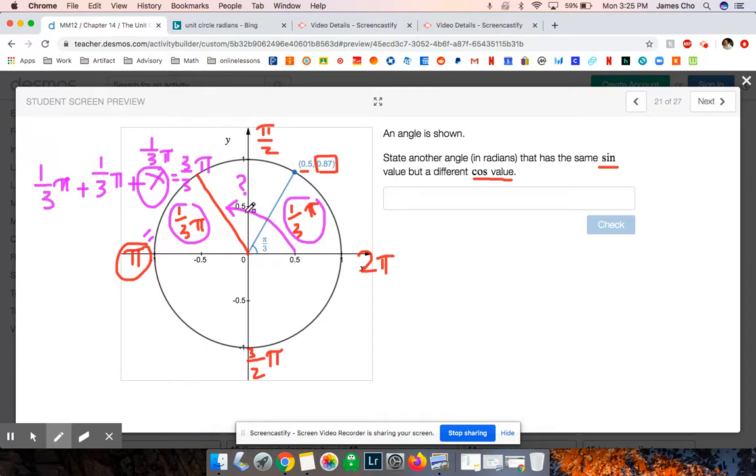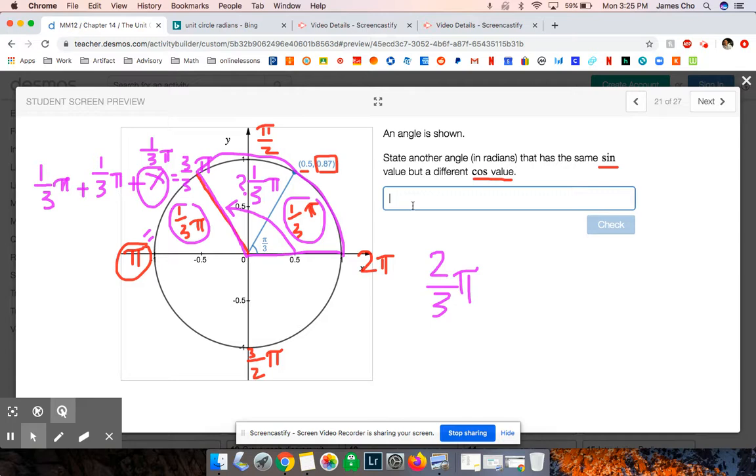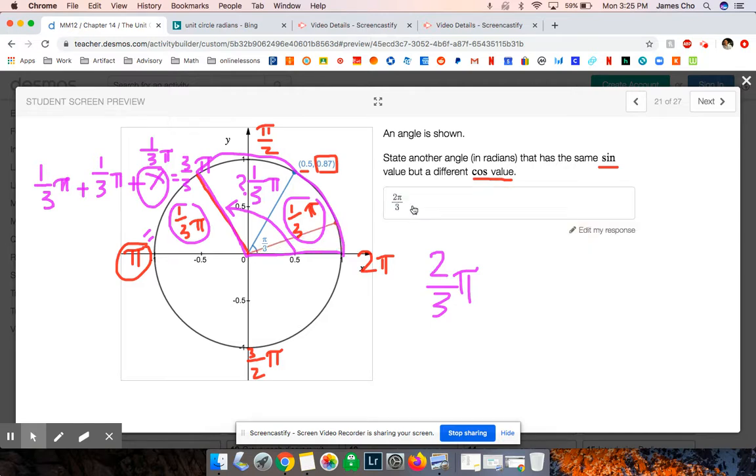Now, that is not our answer, right? We do know that this missing piece here is also a third pi, but to find the total radian measure, which is not just that third, but this third here, these 2/3, 1/3 plus 1/3 should give us 2/3 pi, and that's going to be our answer. Boy, is it hard to draw on a mouse pad. Okay, so that's our answer here. 2 pi over 3 is the same as 2/3 pi.